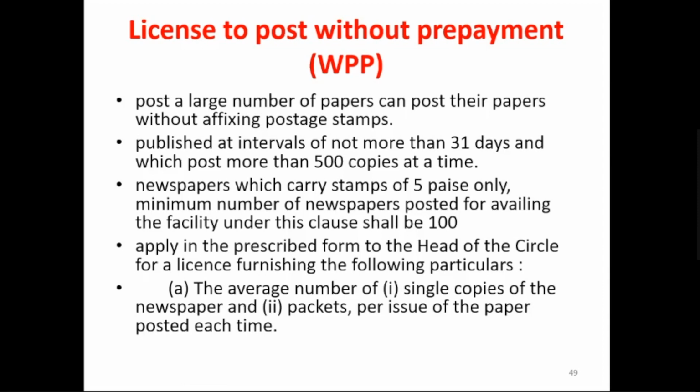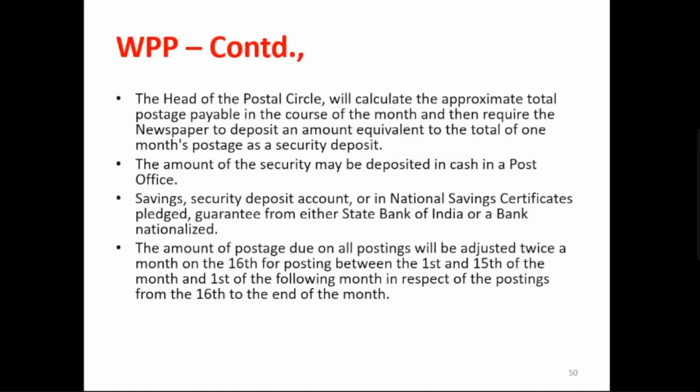Next, to apply in the prescribed form: this license will be given only by the head of the circle. So these publishers have to apply in the prescribed form to the head of the circle for a license, furnishing the following particulars: the average number of single copies and packets that will be posted per issue each time. The head of the circle is competent to grant a license to post without prepayment in respect of RNP. The head of the circle will calculate the total postage payable every month and then require the newspaper to deposit an amount equivalent to one month's postage as a security deposit.